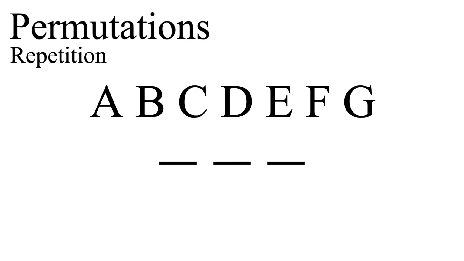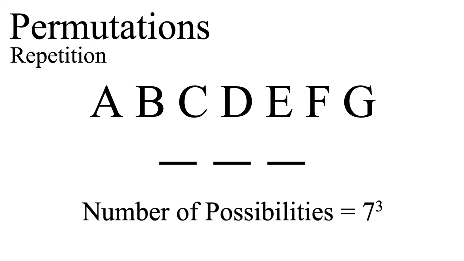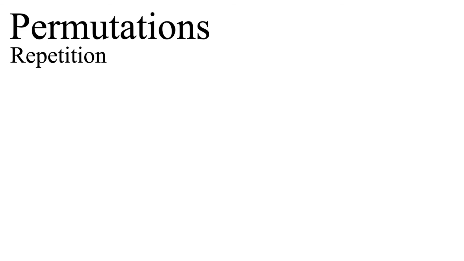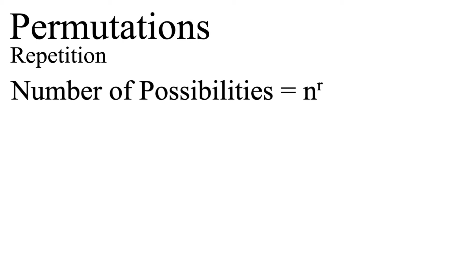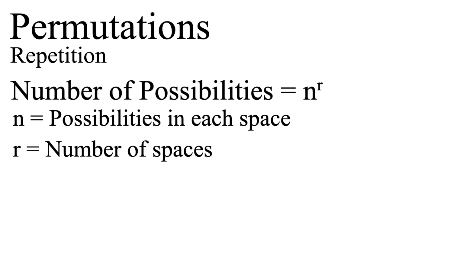This means that the total number of possibilities is 7 times 7 times 7, which is 7 cubed. The general rule is n to the power of r, where n is the number of possibilities in each space, and r is the number of spaces that needs to be filled.